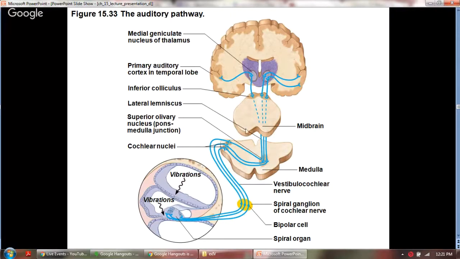Here it shows again the pathways that we discussed in the previous slide. The bipolar neuron, and at the medullary level, the superior olivary nucleus in the pons, and then the midbrain, it travels through to the inferior colliculus, and then to the medial geniculate nucleus of the thalamus, and towards the end, the primary auditory cortex in the temporal lobe.